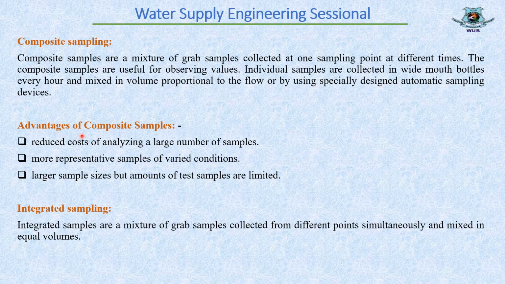Now, the advantages of composite sampling. It reduces the cost of analyzing a large number of samples. In composite sampling techniques, we can get more representative samples of varied conditions. We can also get larger sample sizes, but the amounts of test samples are limited. Now, integrated sampling. Integrated samples are a mixture of grab samples collected from different points simultaneously and mixed in equal volumes.